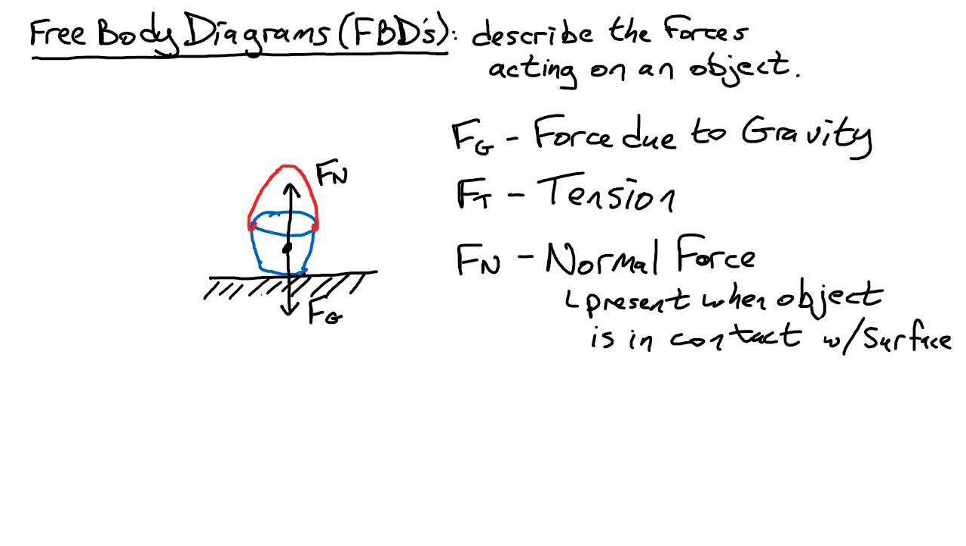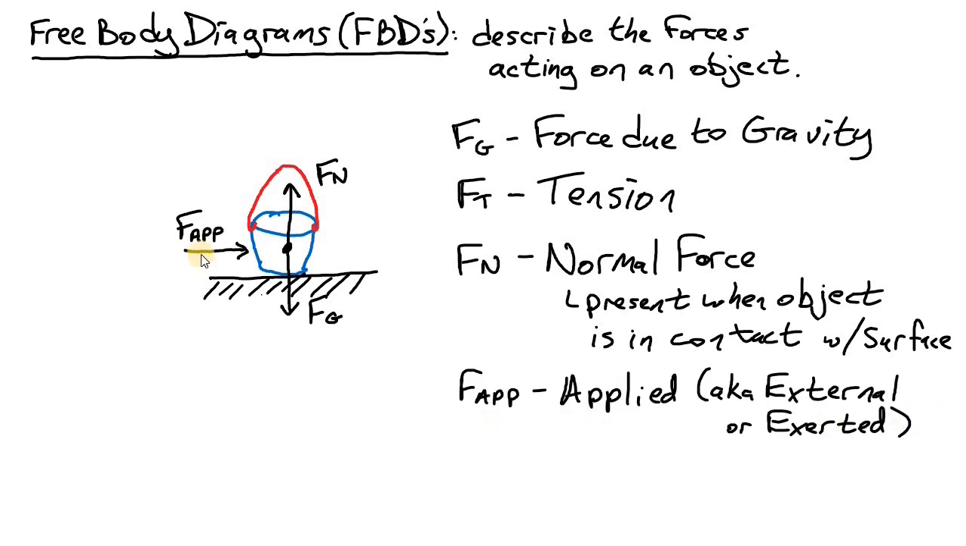Okay, well, let's change this up even more. Say if I was to come over here and start pushing on this object, what would the name of that force be called? Well, that's what's called an applied force. An applied force is also known as an external or an exerted force. Okay, so if I'm pushing on the object to the right, are there any forces opposing the motion of this object? Well, yeah. And what's the name of that force called? I'll give you a clue. It starts with an F. And that's frictional force.